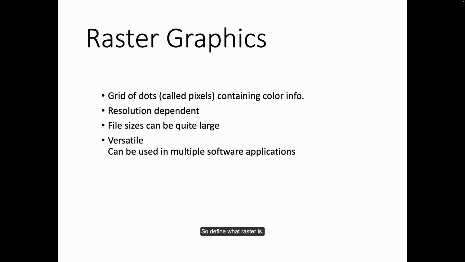So let's define what raster is. Basically, it's a row of pixels. We can call it a grid of dots, which we would call the pixels, that contain the color information. That grouping of pixels with that color information then makes up a shape or an object, basically what we see. So raster graphics are resolution dependent.